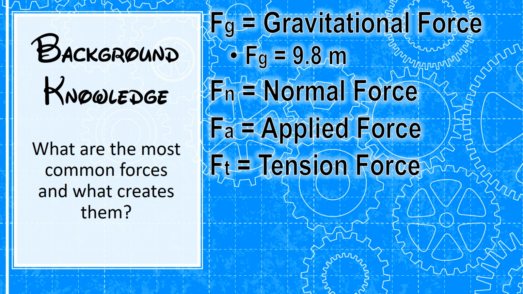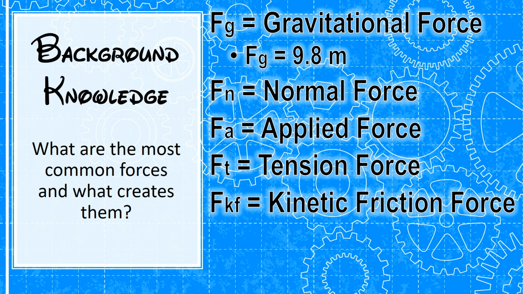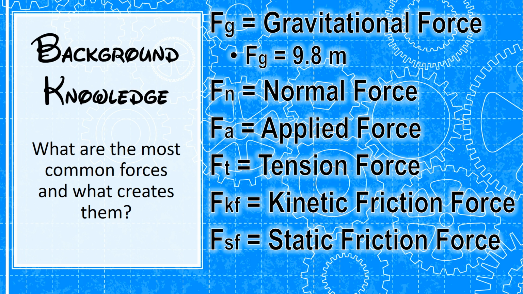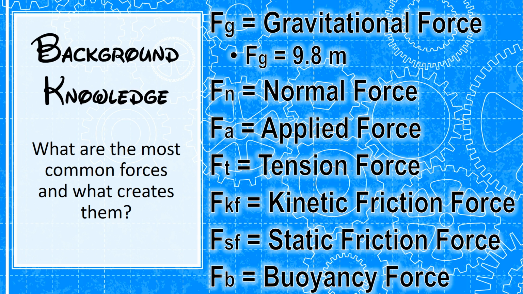Friction is caused by two surfaces rubbing against each other. If the object is moving while experiencing friction, we have kinetic friction. If the object is stopped due to friction, we have static friction. Friction always acts opposite to the object's motion. When we're in a fluid like water or air, sometimes we call friction air resistance or drag, especially when we're dealing with buoyancy forces.